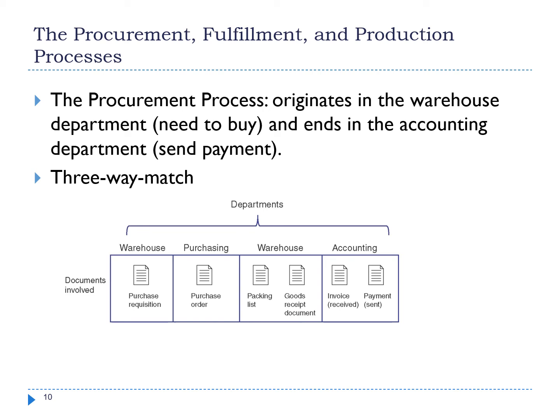This process ends in the accounting department. The accounting department receives an invoice from the vendor and checks the three-way match, which is whether the purchase order, the receipt, and the invoice match one another. If so, the accounting department will process the payment and send it to the vendor.